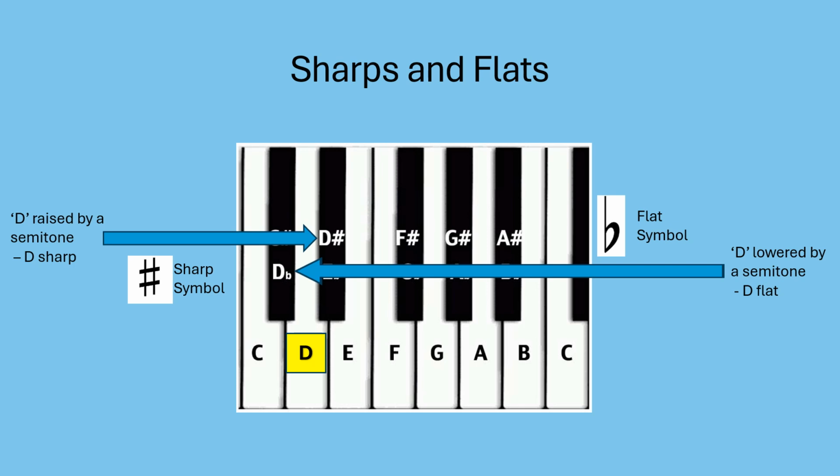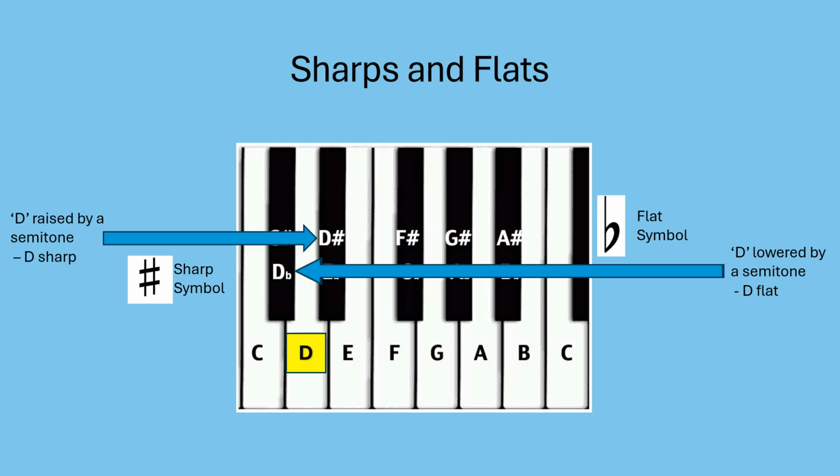Notes can also be raised by a semitone, which is the shortest musical interval, by adding a sharp symbol. A note can also be lowered by a semitone by using a flat symbol. These symbols can either be placed in front of a note as an accidental, or they can be placed after the clef on a stave to make a specific key signature.